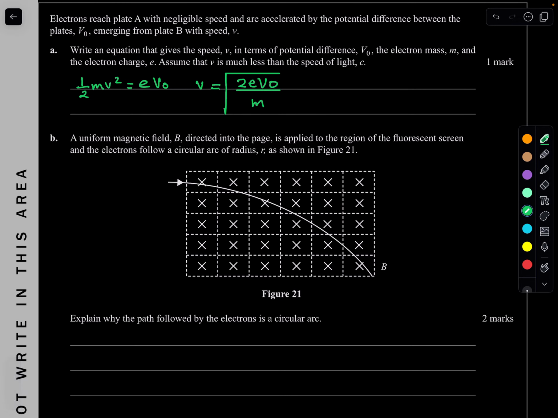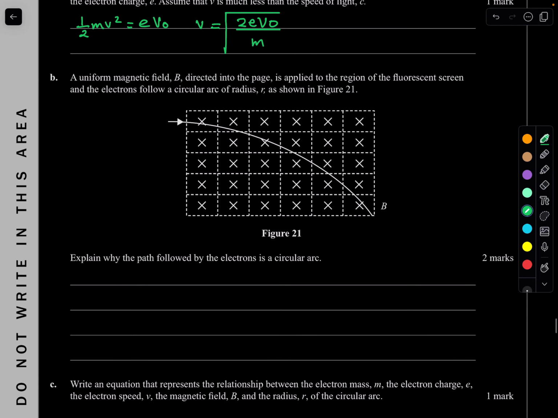A magnetic field B directed into the page is applied to the region of the fluorescent screen, and the electrons follow a circular arc of radius r as shown in figure 21. Explain why the path followed by the electrons is a circular arc. A very, very easy question that comes up in many exams, always the same question. It's only 2 marks. All you need to say is this: the magnetic force acts perpendicular to both the velocity and the magnetic field, and also this force is always present and of constant magnitude. That's all you basically need to say. It's come up in every exam. It's so easy to get full marks for.